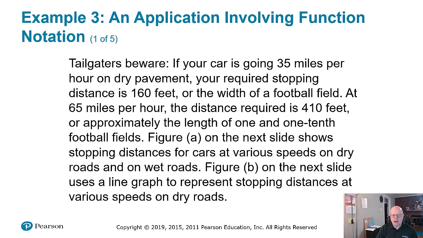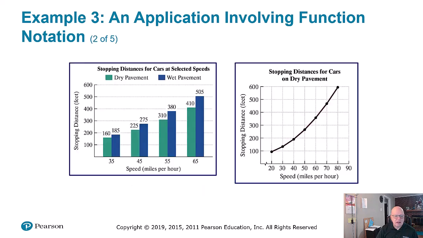Okay, so tailgaters beware. You can read this. Pause it a second. We'll see a figure on the next slide that shows you the graph of the distances and the speed. Here along the horizontal axis, you'll see the speed. And for each of those speeds, it tells you what the stopping distance is. First in green for a dry pavement stopping, and blue for stopping on a wet pavement at that speed.